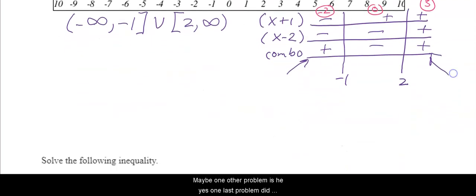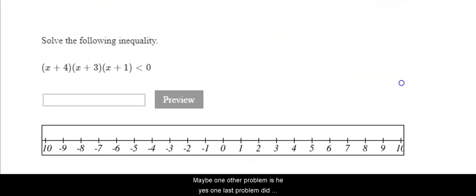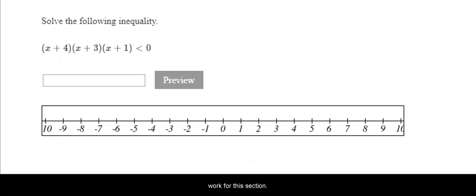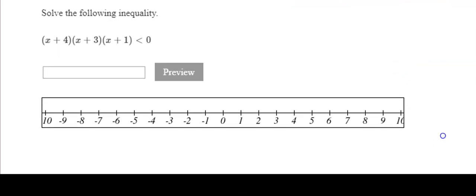There may be one other problem. Let's see. Yes, one last problem to work for this section. Solve the following inequality. In this case, it's not or equal to, so our circle should be empty. I have 3 factors already factored out. The solutions that match the factors in order are negative 4, negative 3, and negative 1.